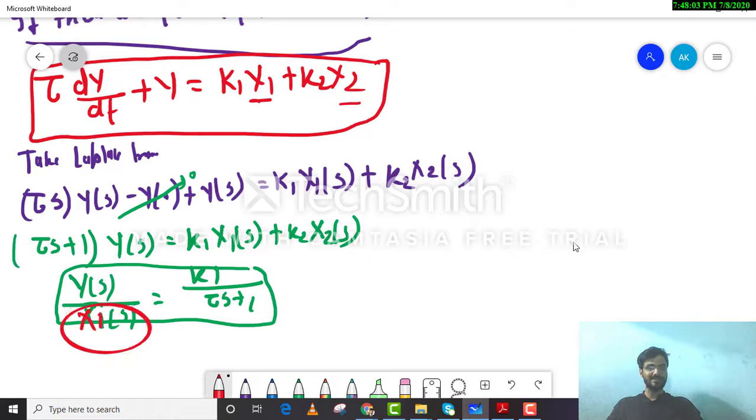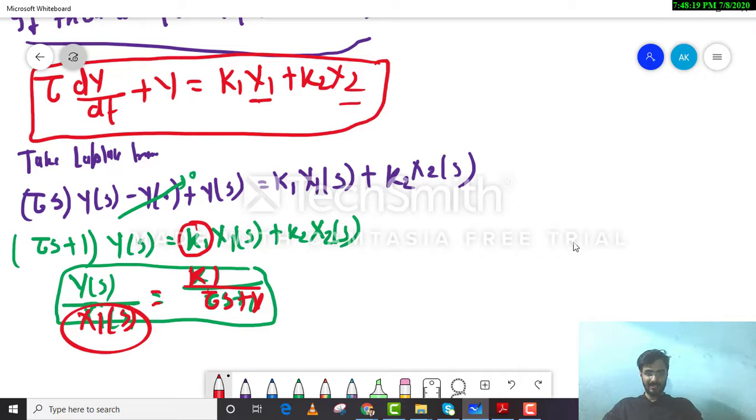I am going to show these things pictorially. Then you will be getting a good idea, some good visualization. This is Y(s) by X1(s), that is equal to K1 upon tau 1 s plus 1. This is K1, this is the gain of the process.